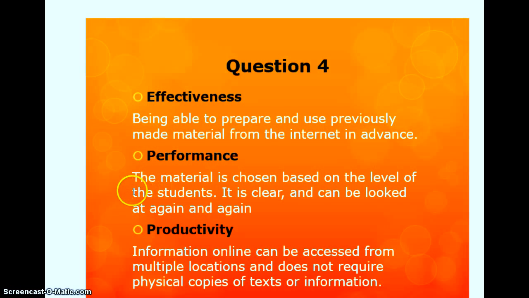So like our PowerPoint example from the beginning, if a student didn't get something or they move at a slower pace, all they need to do is re-watch or reread the document we send them. And productivity: information online can be accessed from multiple locations. It doesn't require physical copies of text or information, so if a student forgets something, they can just hop on a computer anywhere, at home or at school, and access that information, no problem.